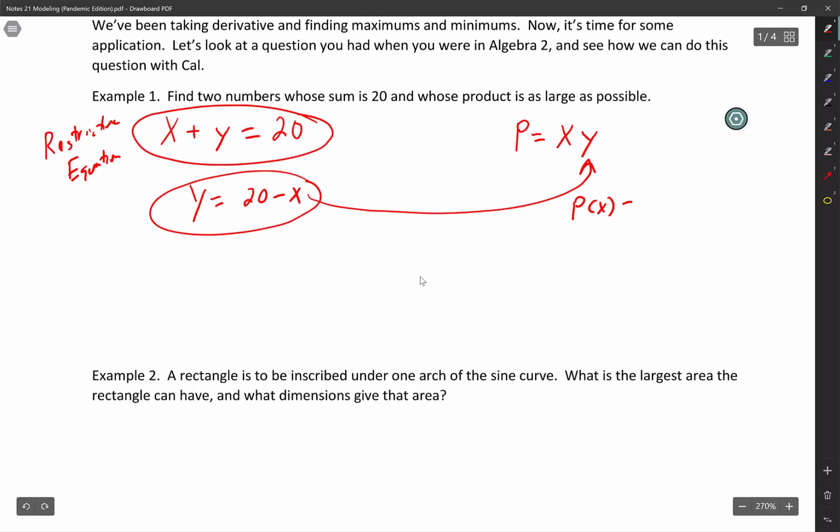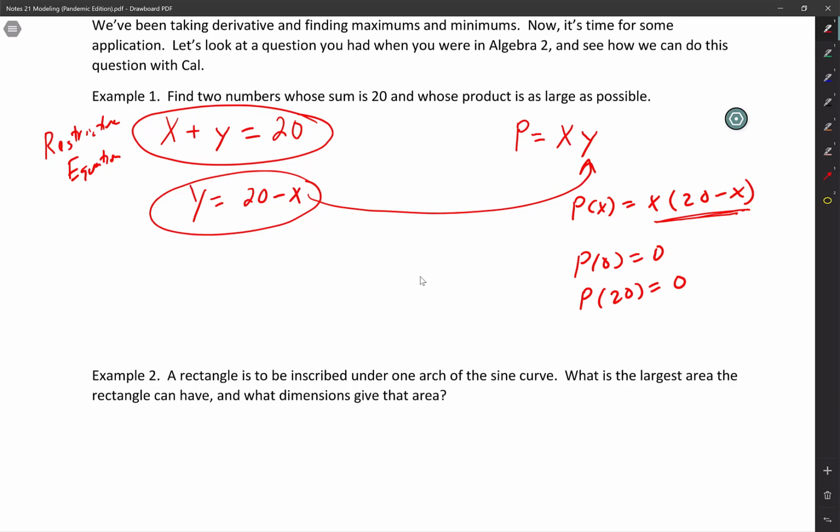P in terms of x is going to be x times 20 minus x. And because I took algebra 1 and algebra 2, I have an idea how this graph looks, because I can tell that I have a 0 at 0 and a 0 at 20. So P of 0 is 0, and P of 20 is 0. If I have a critical point, it must be a maximum. And this one's simple. You don't need calculus for this one. You can just ask, how does the graph look if I plot P versus x?